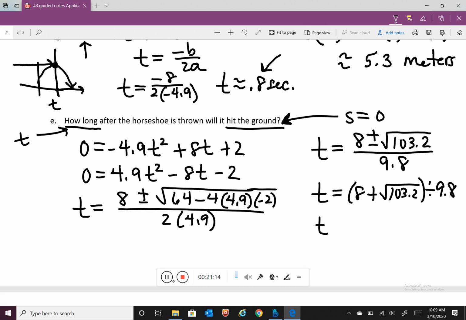So remember from our previous example, part C, we know that it's going to take more than 1.3 seconds to hit the ground, because at 1.3 seconds it's still 4 meters above the ground. So we're looking for a number more than 1.3. And when we do our calculation here, we get approximately 1.9 seconds.